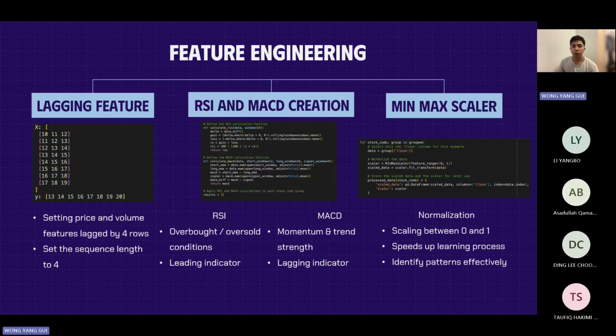Before we do the data modeling, we created the feature engineering. The first feature we created is the lagging feature. We use the four hourly data to predict the closing price in the next time period. So we use price 1 until 4 to predict price 5. This is the lagging feature.